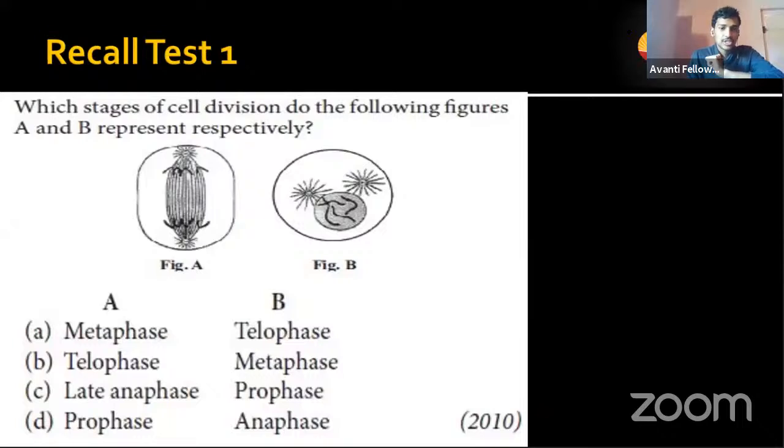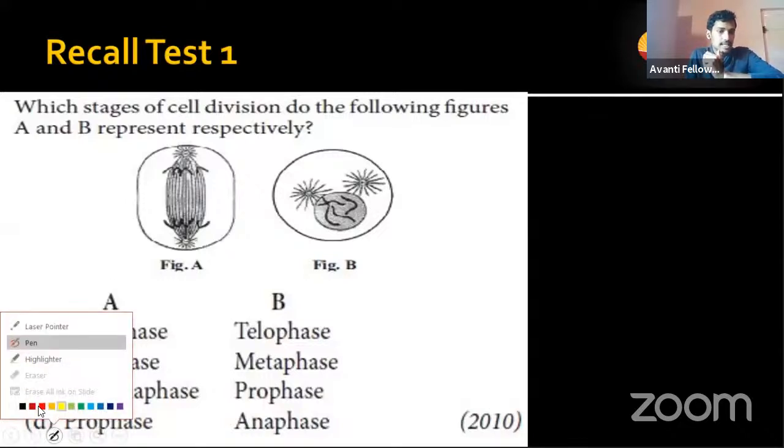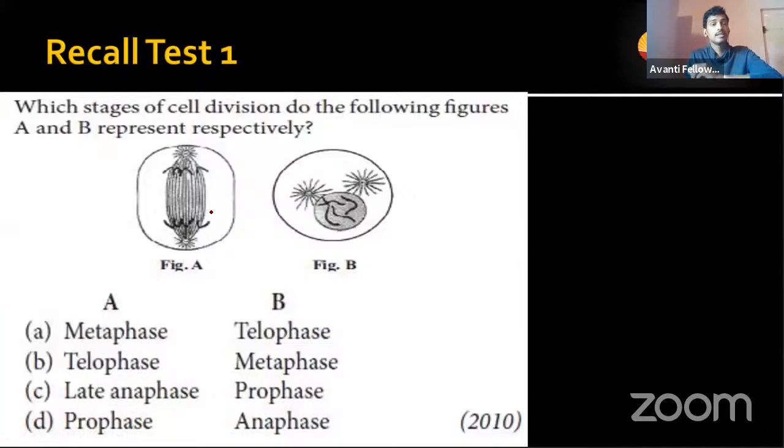Okay, the first question is, which stage of cell division do the following figures A and B represent respectively? They are giving two figures and they are asking which are those particular cell division steps. Figure A, figure B. Okay. So metaphase, telophase, later anaphase, prophase, telophase, metaphase, anaphase. Prophase and anaphase. Just compare this one and this one. This belongs to here, and this one belongs to here. Just take a look and select the option.